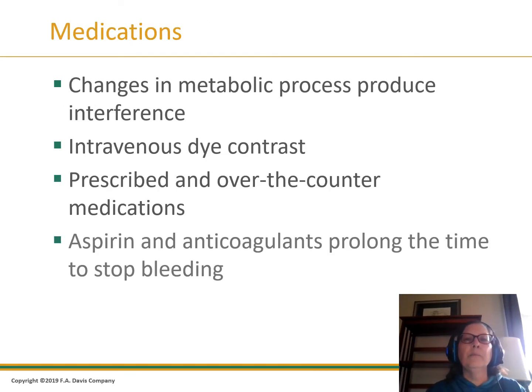Administration of medication before specimen collection may affect test results either by changing a metabolic process within the patient or by interfering with the test procedure. Injection of radiographic contrast media or dyes is one example. This is why doctors will ask patients what medications they are taking, even the over-the-counter medications. People who take aspirin or anticoagulants will take longer to clot, and additional pressure must be applied for a longer amount of time after collection to stop the bleeding.